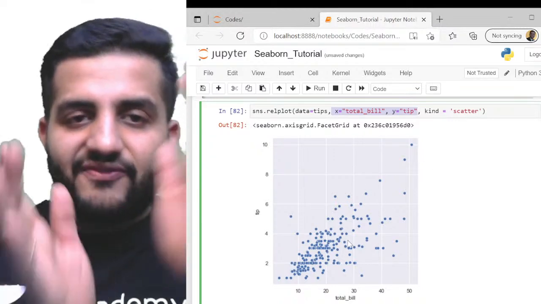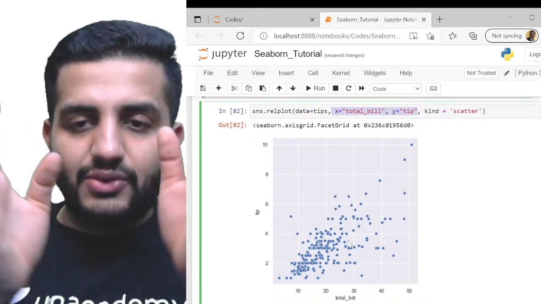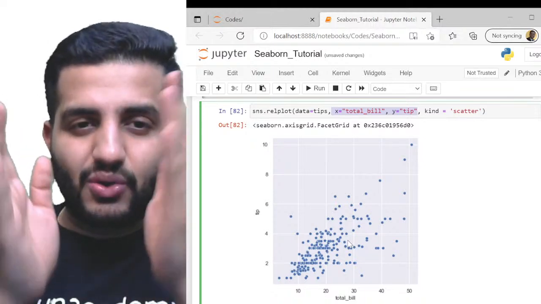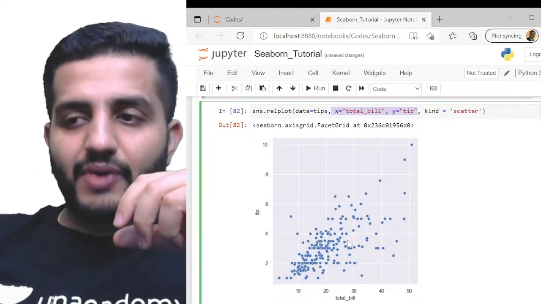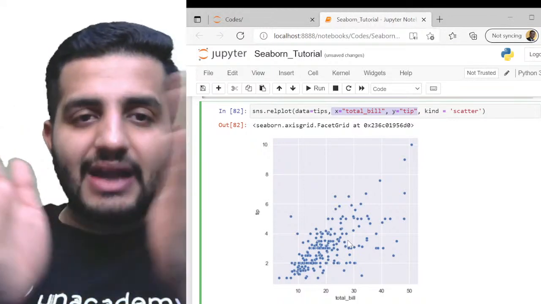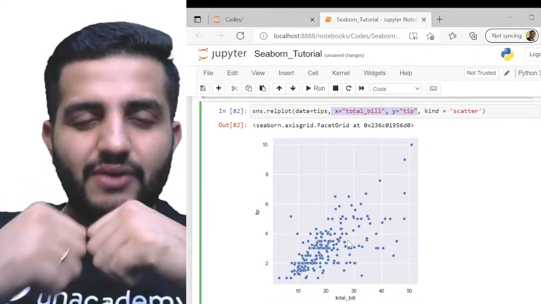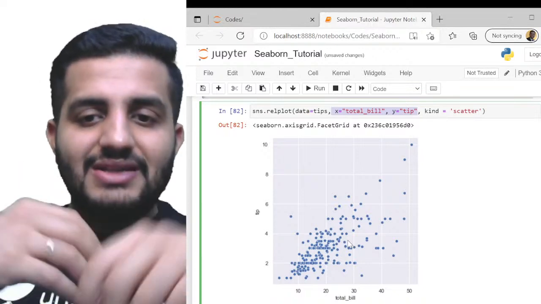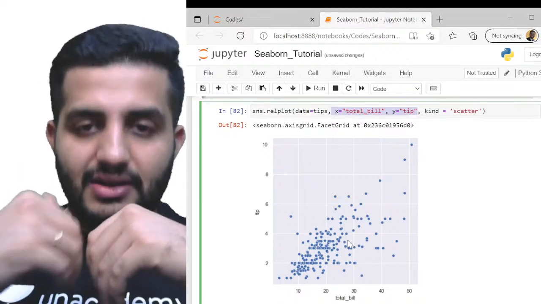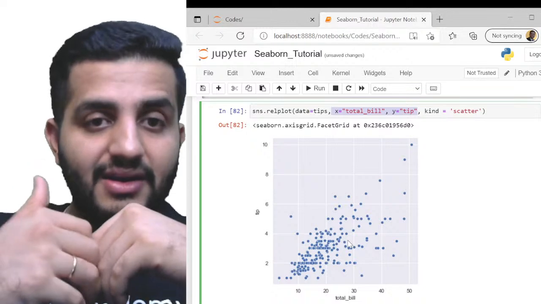You can see this, it's fanning out. I mean, the observations are spreading. It's not concentrated in a single zone. So it's not a very clear upward trend, but a spread out trend. That means it's not a very strong relationship, but yes, there is an upward trend. So there are chances that with the total bill, the tip might increase.